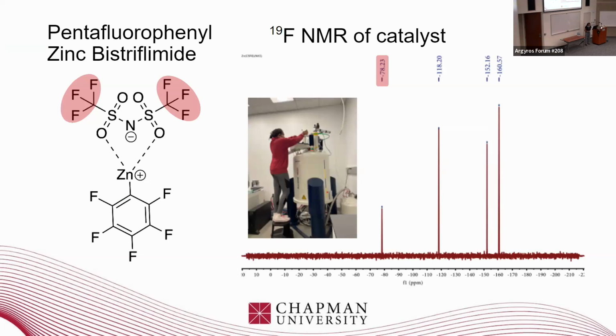To characterize the proposed catalytic product, which is pentafluorophenyl zinc bistriflimide, I'm tired of saying that, we use fluorine NMR, which determines the location of the fluorines on the catalyst. So here on the anion, these fluorines are located at -78 ppm, followed by on the cation, fluorines at -118 ppm, fluorines at -152 ppm, and fluorines at -160 ppm. And the fluorines that are more downfield, which means closer to 0, are the ones that are closer to more electronegative atoms like oxygen and sulfur.